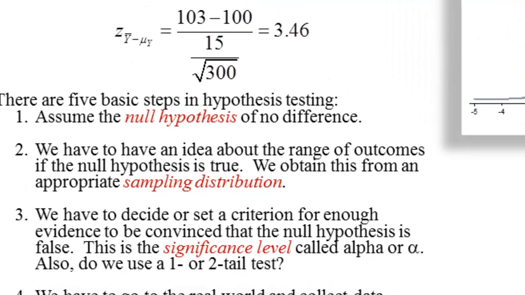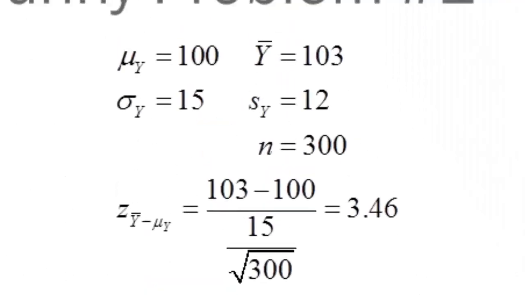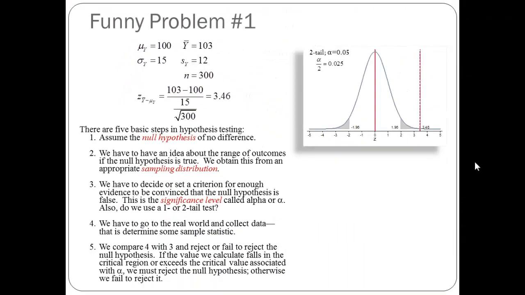So here's the sample statistic I'm going to calculate. I'm going to calculate the difference between these two means, the population mean of 103 and the sample mean of 100, and divide that by the standard error to put this into a z-score metric. When I do that calculation, I get a value of 3.46. The interpretation is that the mean of 103 falls 3.46 standard deviations above the mean of 100.